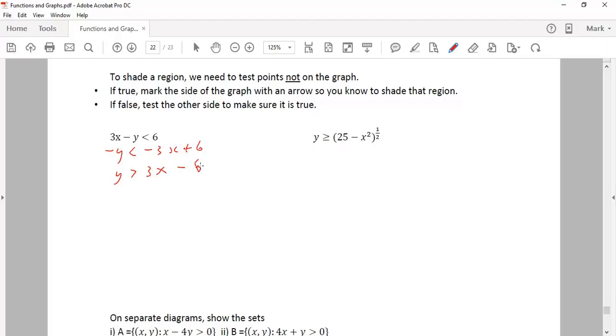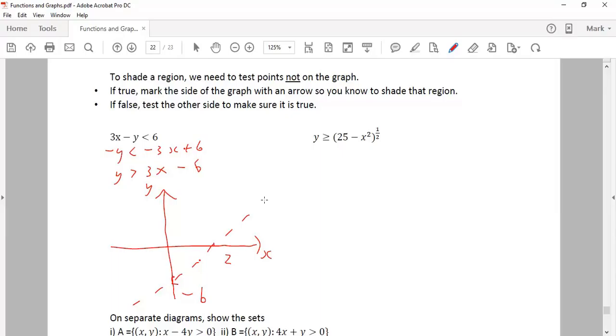Alright, so think of it as a line y equals 3x minus 6, but it's going to be a dotted line now because it's not equal to. So we know it's going to cut the y-axis at negative 6. To find the x-intercept, we let y equal 0. So 0 equals 3x minus 6. If you solve that quickly, you'd get x equals 2. So that's what our line's going to look like.